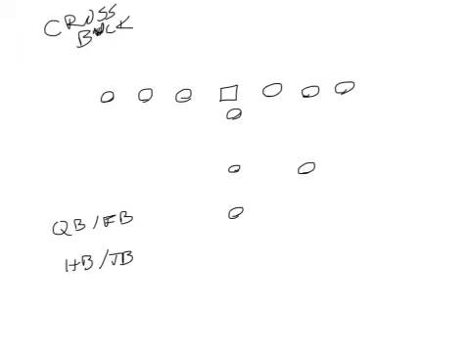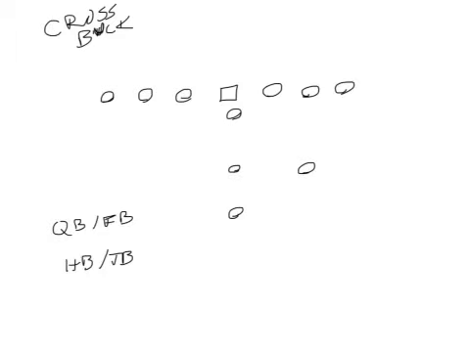defense stays really confused. And basically when you run cross buck, the quarterback and the fullback are going to go one way. Okay, so the quarterback and the fullback are going to work one side. The halfback and the tailback are going to work the other side. And so we've got plays going up the middle, plays going to the left, plays going to the right, and they all look the same way.